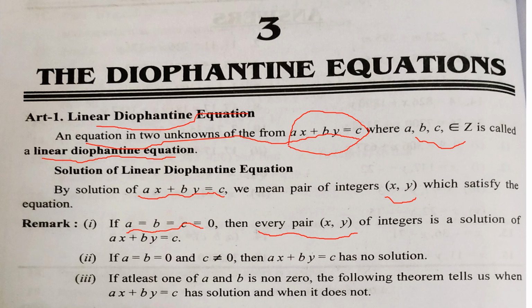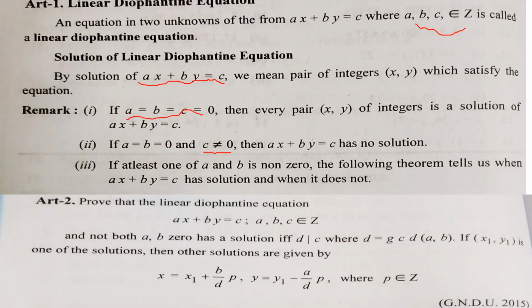If a and b are both 0 but c is not equal to 0, then this equation has no solution in integers. At least one of a and b should be non-zero for getting solutions. If a Diophantine equation has a solution, then this condition must hold: a and b should not both be zero. Okay, so moving to the next slide.